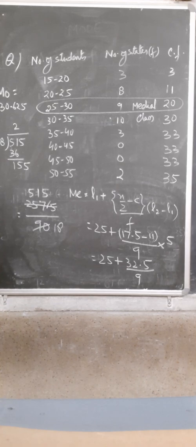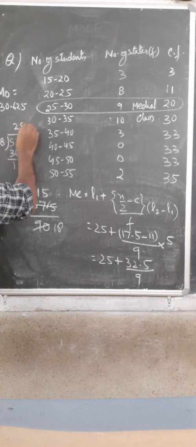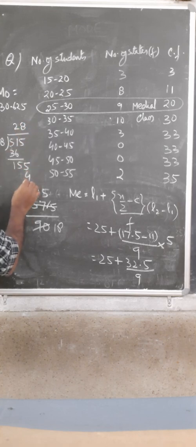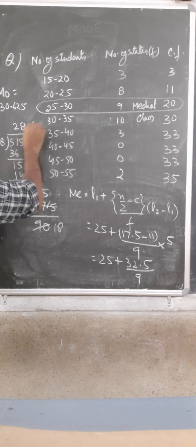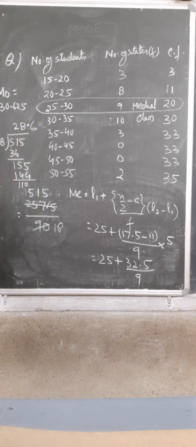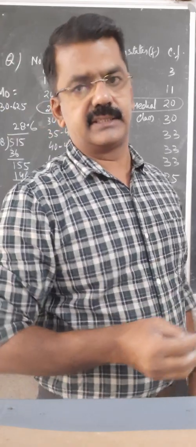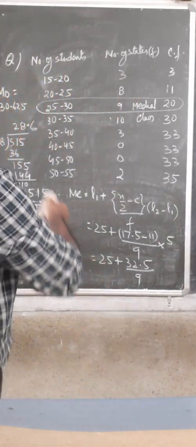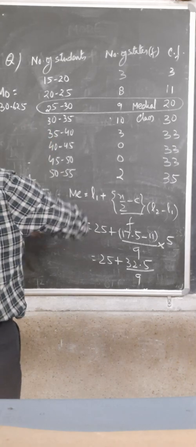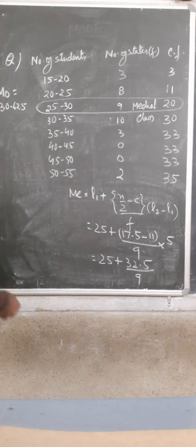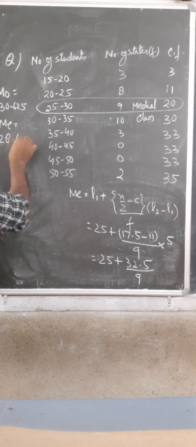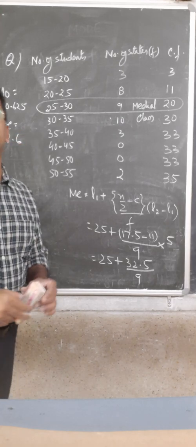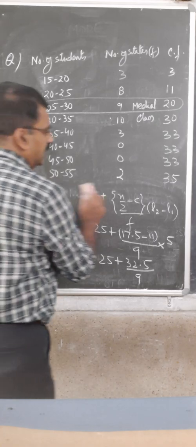So you can see the median is almost 28.6. The median is 28.6. So you can see the mode was 30.625 and the median is 28.6.